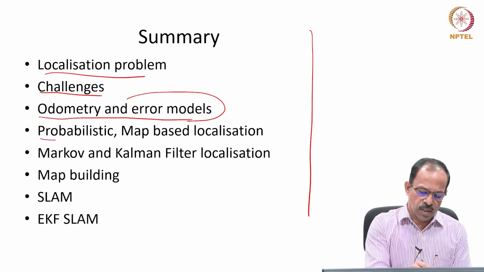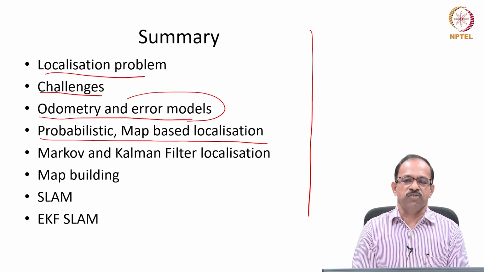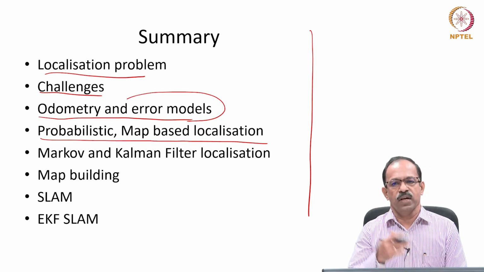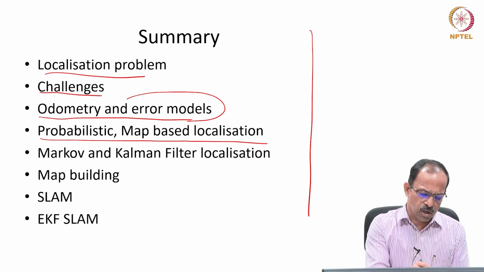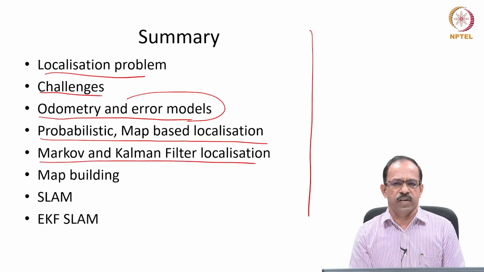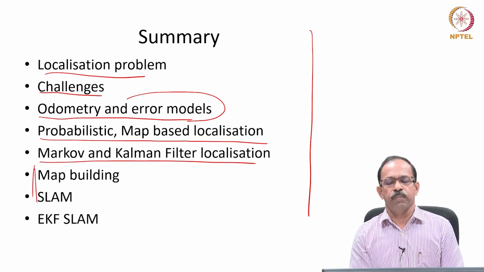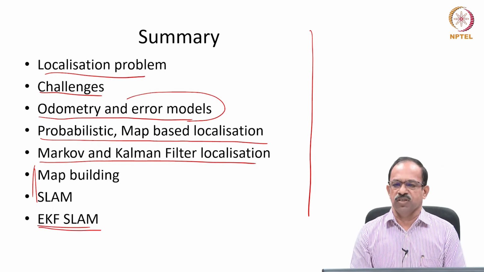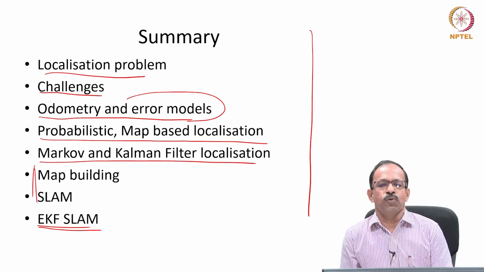Then we talked about probabilistic or map based localization, where we follow a 5-step process to improve the localization accuracy by using the perception update. It's not only the prediction update, we use the perception update also to get the localization done. We talked about two methods, Markov and Kalman filter based localization, and briefly talked about map building and SLAM, and how EKFs can be used for SLAM applications. These are the things that we discussed in the last few lectures.